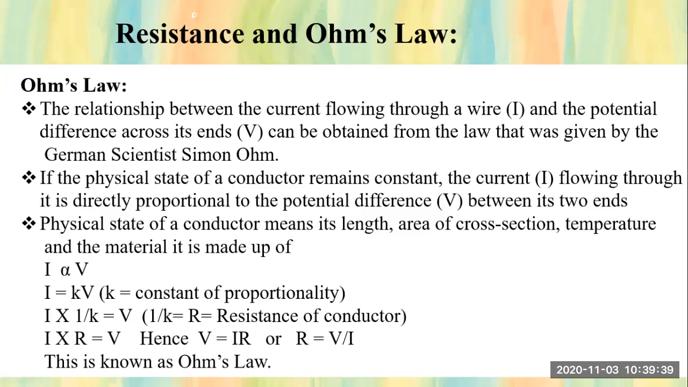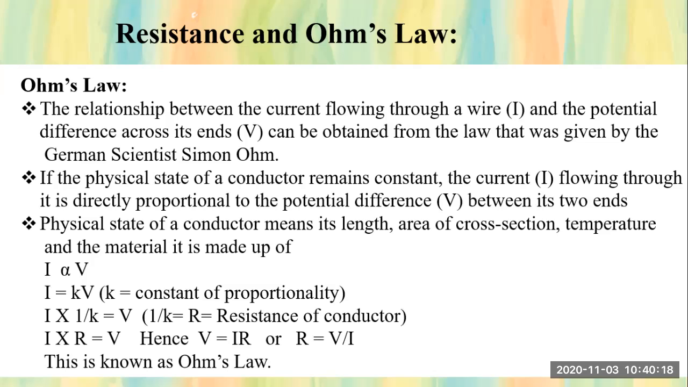Let's see what that is. The relation between the current flowing through a wire I and the potential difference across its ends V can be obtained from the law that was given by a German scientist, Simon Ohm, who stated this law, Ohm's law. The scientist's name was Simon Ohm, and in honor of his name, the unit of resistance is given: ohm.